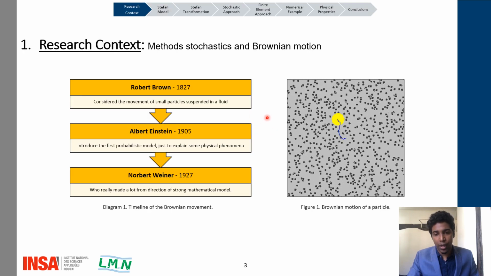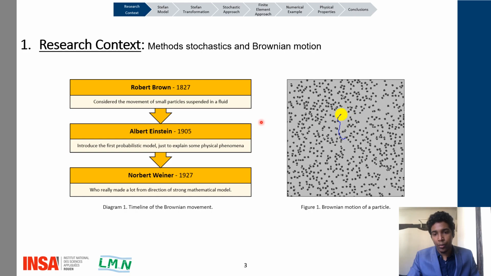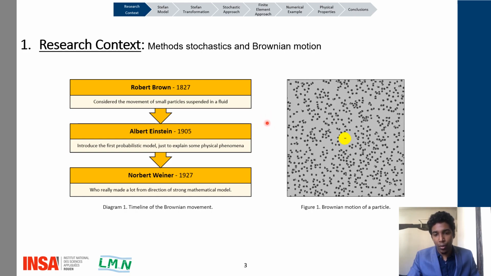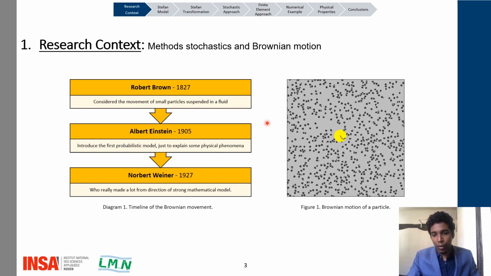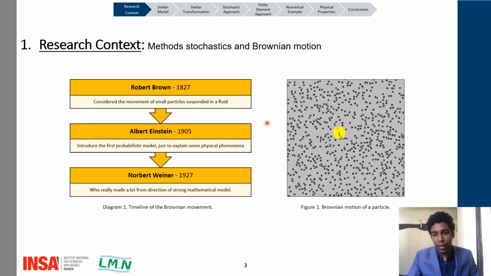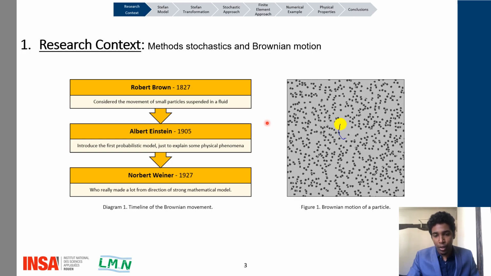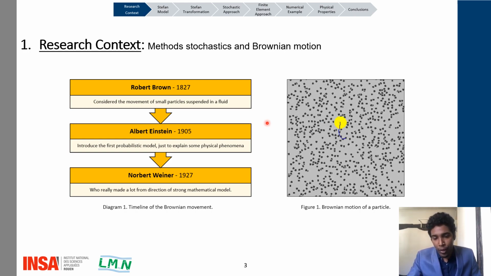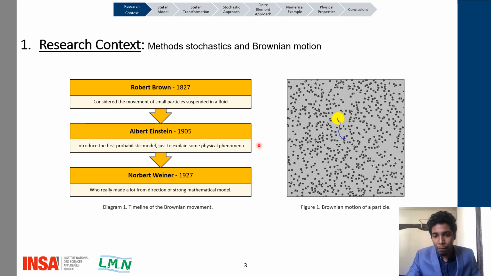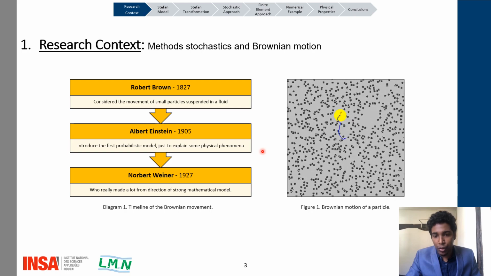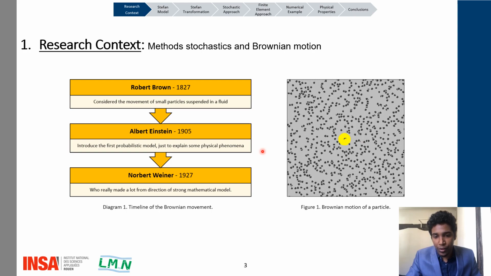The stochastic process that we use in this work is the Brownian motion. The Brownian motion was considered by Robert Brown in 1827. He saw the erratic behavior of small particles suspended in a fluid. Later, Albert Einstein in 1905 was the first person to introduce a probabilistic model to explain some physical phenomena, normally the diffusion problem. After that, the person that introduced the strong mathematical model was Wiener, a Nobel winner, in 1927.